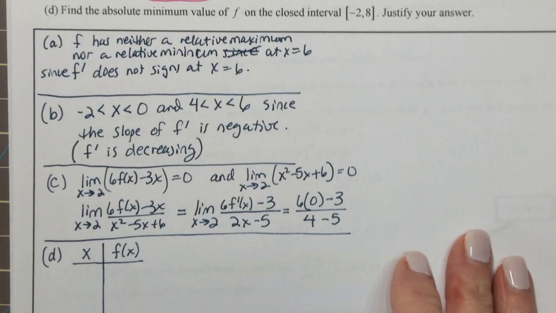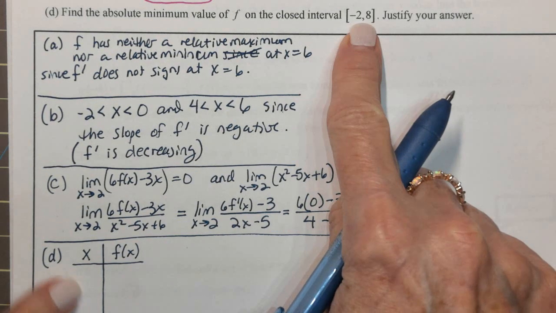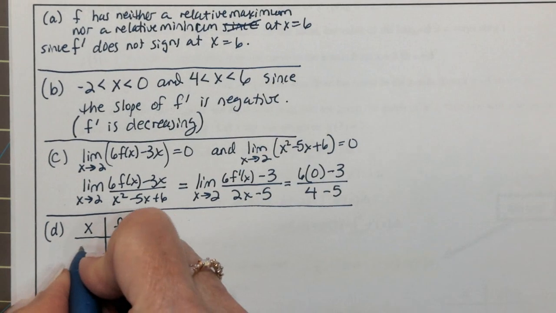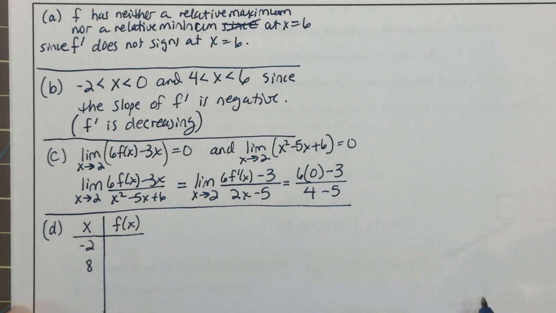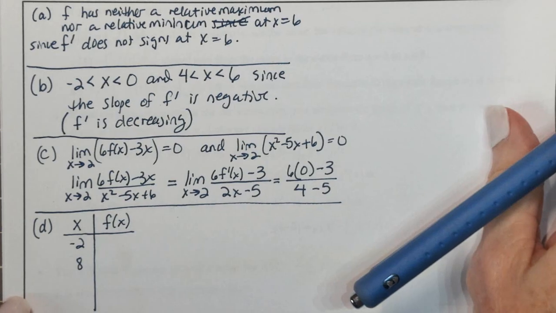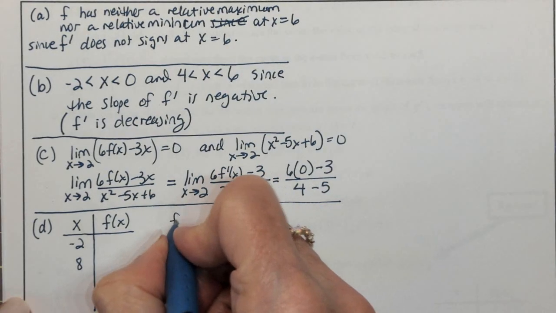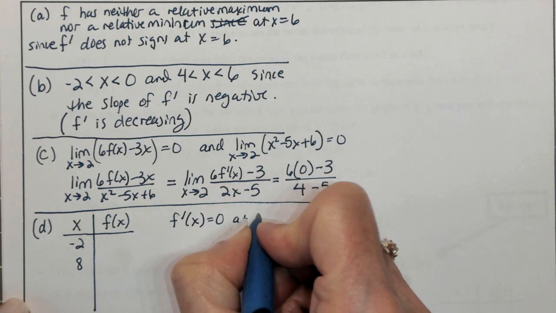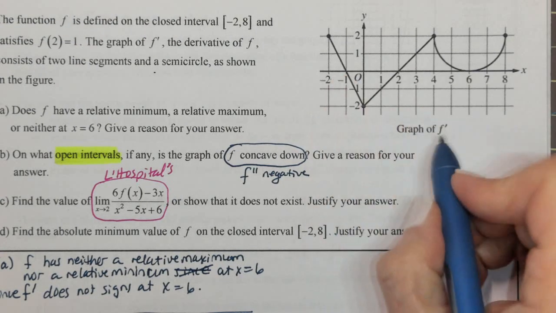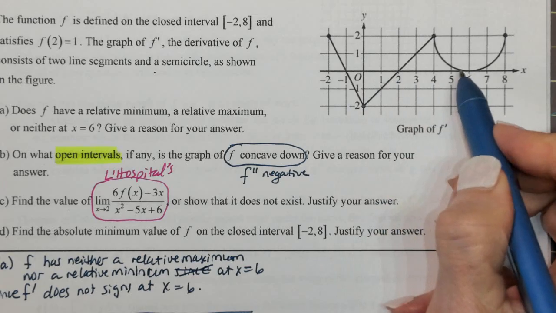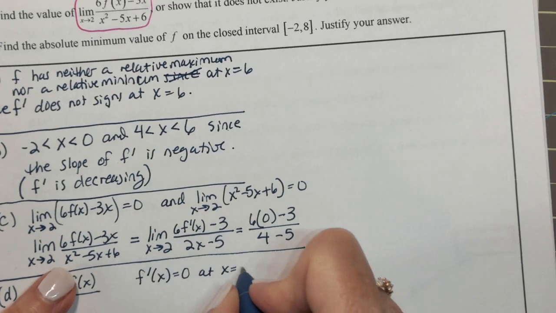Okay, we start with our candidates. Two of the candidates for x are the boundaries, -2 and 8. So I go ahead and put my boundaries there. And then the other candidates are when f prime is 0, right? F prime is 0 at x is equal to, this is the graph of f prime, it is 0 at -1, 2, and 6.